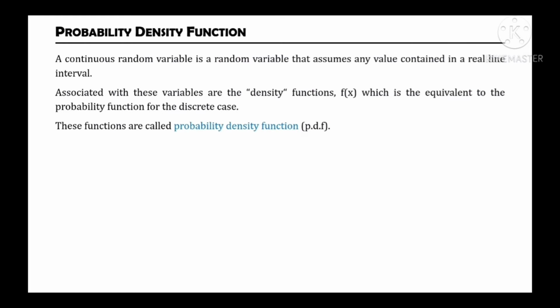Probability density function. A continuous random variable is a random variable that assumes any value contained in real line intervals. Associated with these variables is the density function, f(x), which is equivalent to the probability distribution function for the discrete case. So instead of distribution function, for a continuous random variable we call it the probability density function.